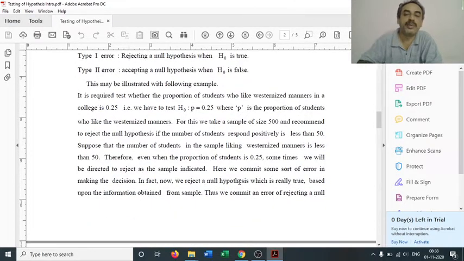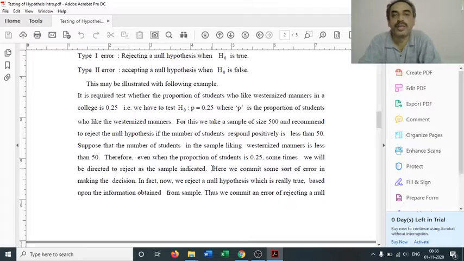Suppose the proportion of students who like westernized manners in a college is 0.25. So the test required is H0: P equals 0.25. But based upon a sample taken from that population, we find that this proportion of students who like westernized manners is less than 0.25, positively less. Then even when the proportion of students is 0.25, sometimes we will be directed to reject it as the sample indicates.